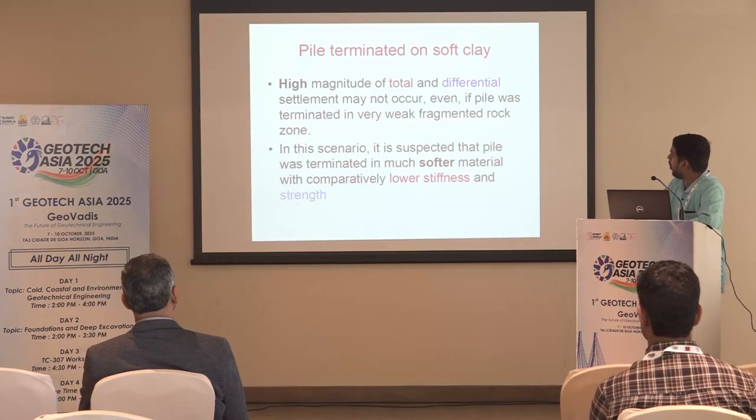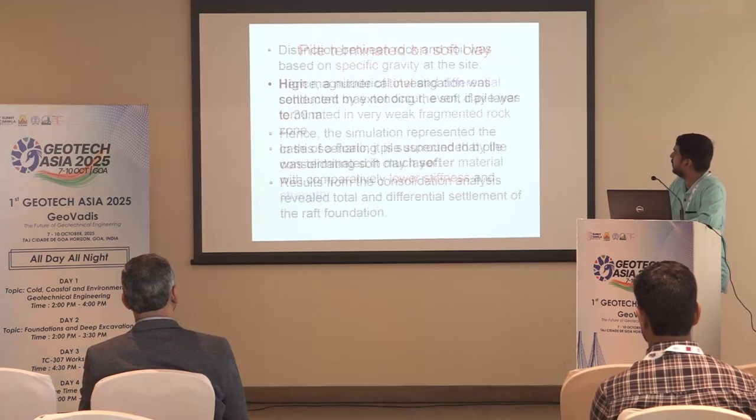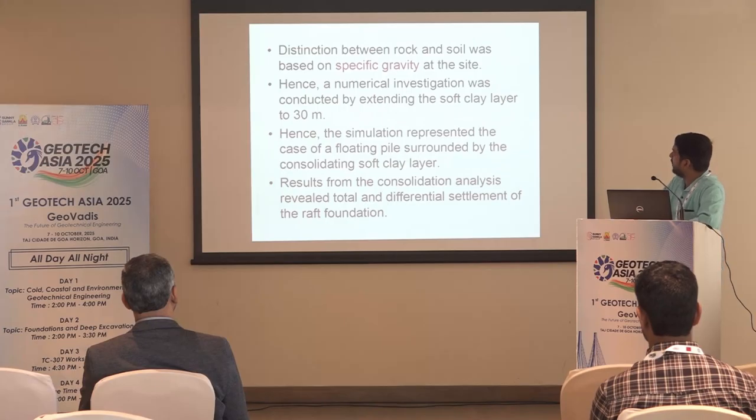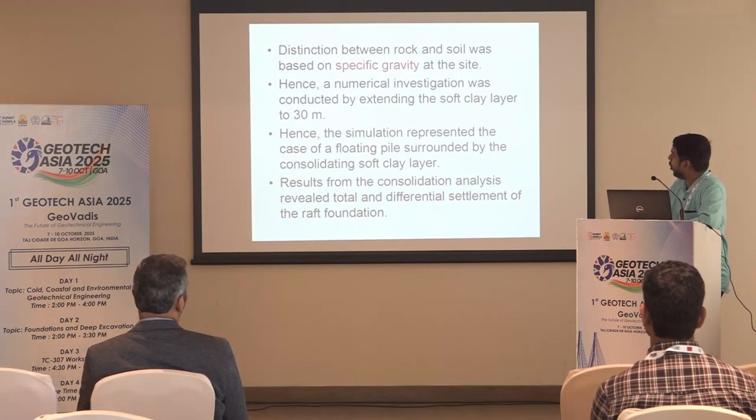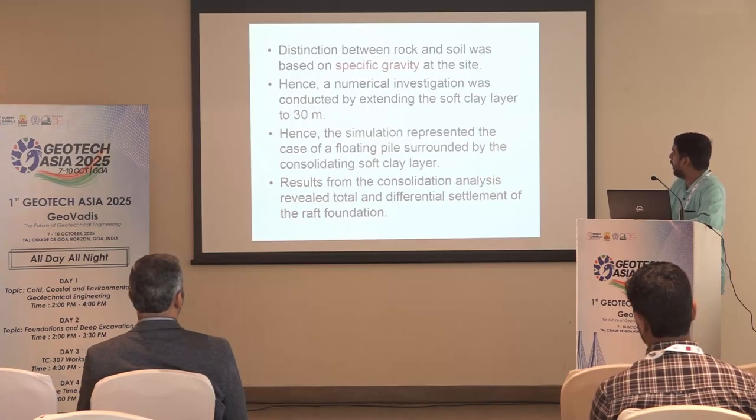High magnitude of total and differential settlement may not occur even if the pile was terminated in a very weak fragmented rock zone. In this scenario, it is suspected that the pile was terminated in a much softer material with comparatively lower stiffness and strength. Distinction between the rock and the soil at the site was just based on specific gravity. In fact, something greater than 2.7 was classified as rock. However, specific gravity is not a proper indicator of strength. Hence, a numerical investigation was conducted by extending the soft clay layer to 30 meters. The simulation represented the case of a floating pile surrounded by a consolidating soft clay layer.